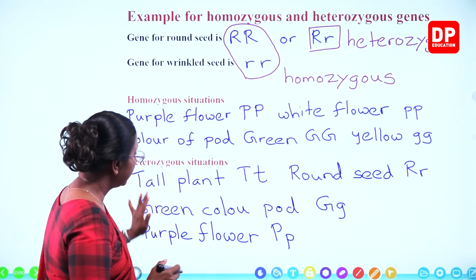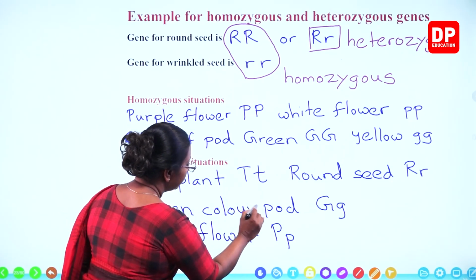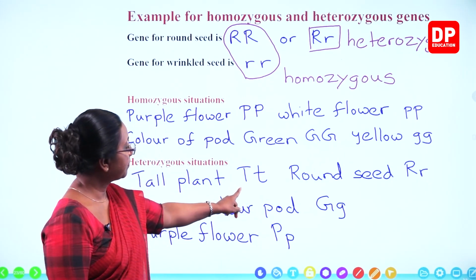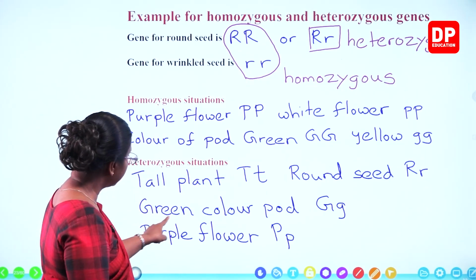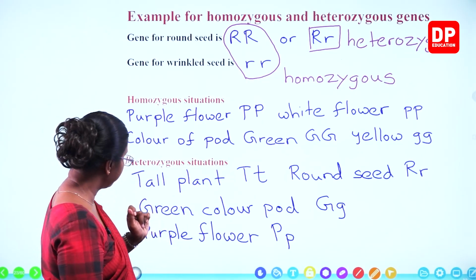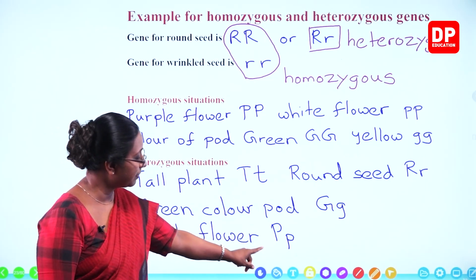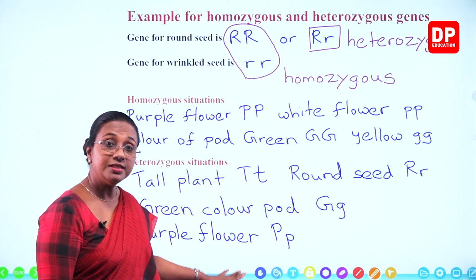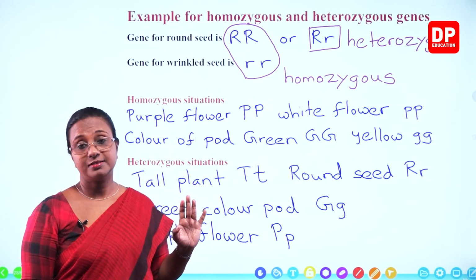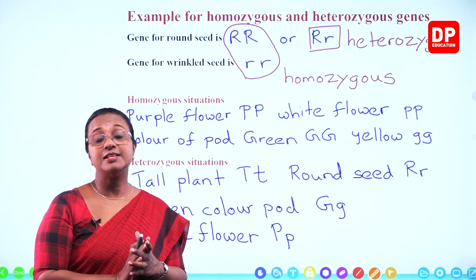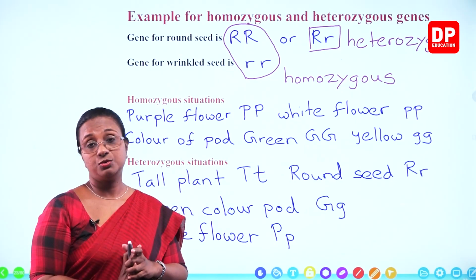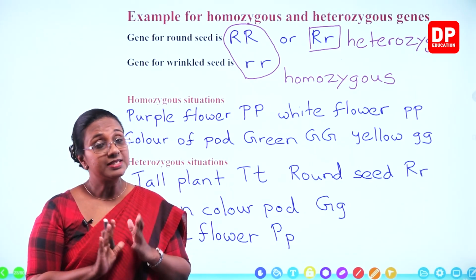And you can see in all these: tall plant, capital T, small t; round seed, capital R, small r; green color pod, capital G, small g; purple flower, capital P, small p. All these are dominant characters. Now, dominant characters are expressed when there is a heterozygous situation. Is that clear, students?